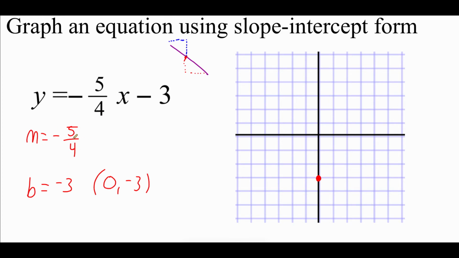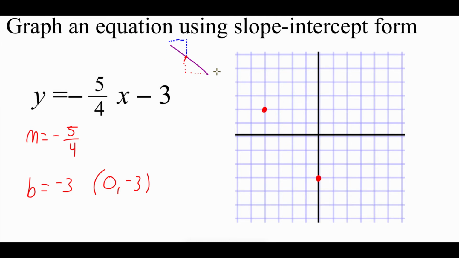So with this -5/4 slope, because I can't really go down and to the right since that would take me off of my grid, I'm going to go up and to the left. We still have rise over run, so I want to go up 5 spaces, and I want to go to the left 4 spaces to plot out my second point for my line.